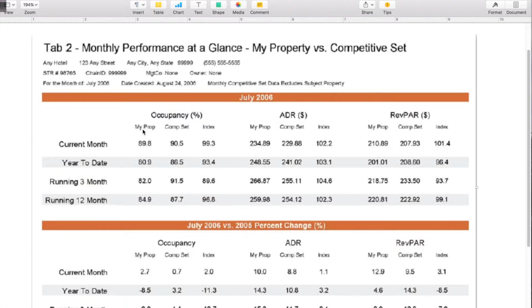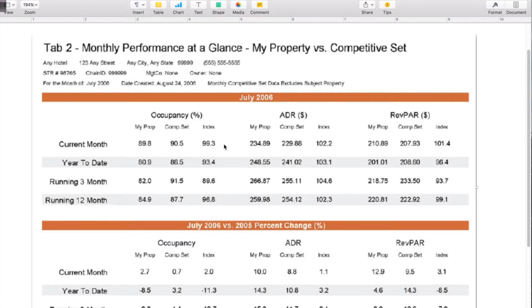The data for your property will be in this area right here for occupancy, ADR, as well as RevPAR. Comp set will be to the right of that. And finally, there is the index. We use index to measure your performance in 3 key areas: occupancy, ADR, and RevPAR. Your property's performance divided by the competitive set performance multiplied by 100.